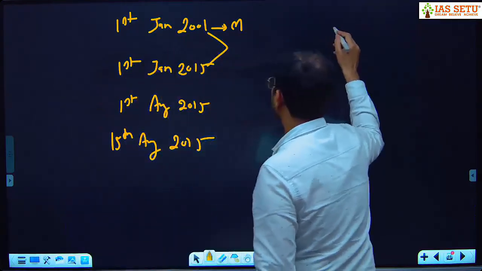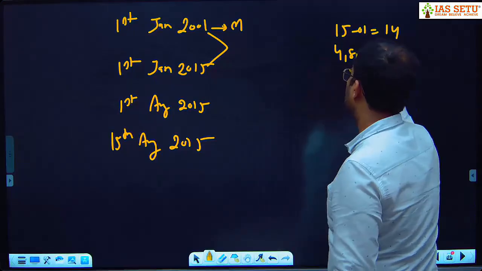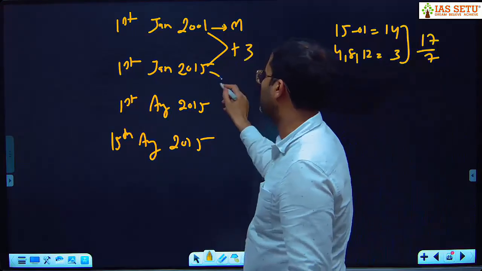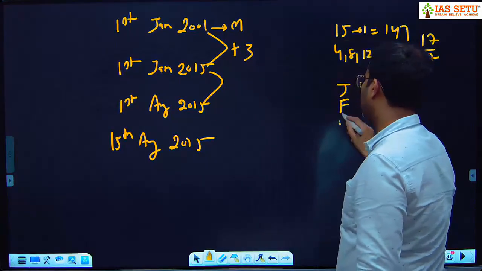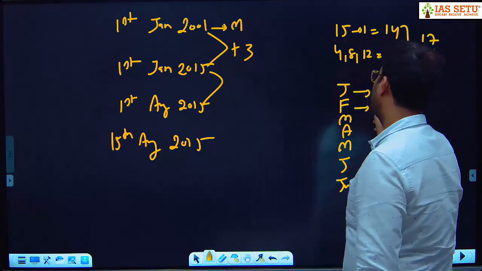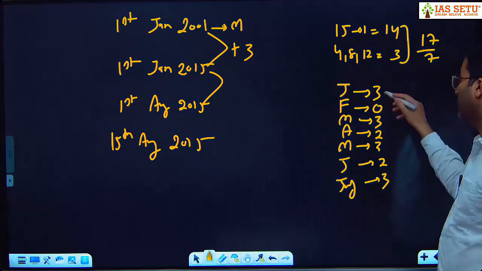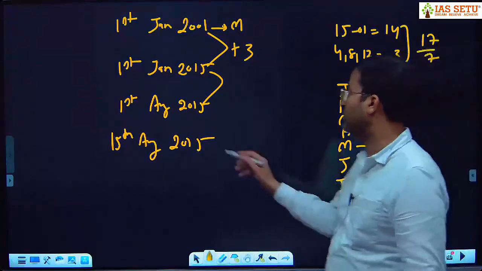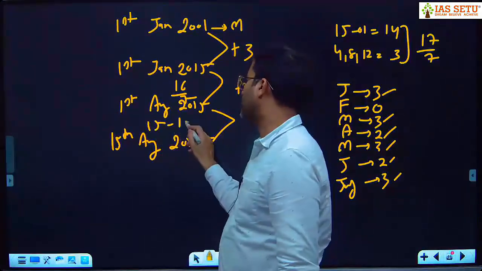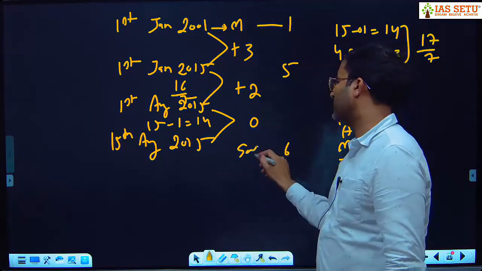So we will see total year 15 minus 1, 14. Leap year 4, 8, 12: 3 leap years. 17 divided by 7, remainder 3, plus 3. We navigate through January, Feb, March, April, May, June, July. January 3 odd days, Feb 0, March 3, April 2, May 3, June 2, July 3. 3, 6, 8, 11, 13, 16. 16 divided by 7, remainder 2, plus 2. 15 minus 1, 14. 2 weeks 0 days 5. Monday plus 5, 6. Answer is Saturday.